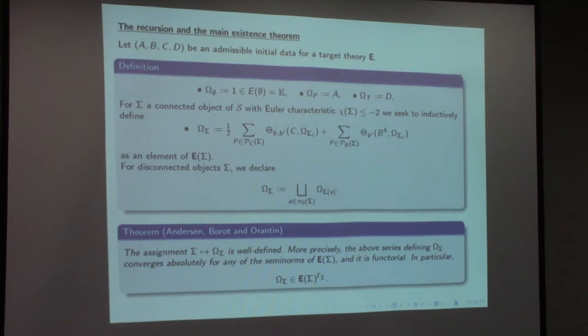And then the main theorem of this game is that this assignment is well defined. More precisely, the above series defining this guy converges absolutely for any of the semi-norms that define the topology on this vector space, and it is functorial, in particular, it's mapping class group covariant. I will give you tomorrow the details on how this goes.